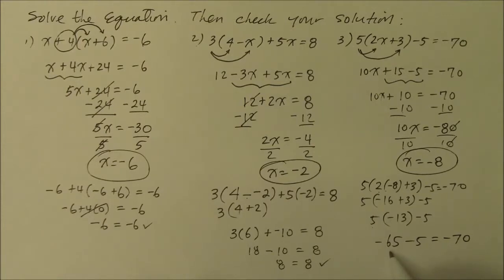You owe the bank $65, and you take out $5 more, you're going to owe the bank a lot more now. You're at negative 70 balance. And since negative 70 equals negative 70 on the right, that's a good answer. There it is. All right, good luck.